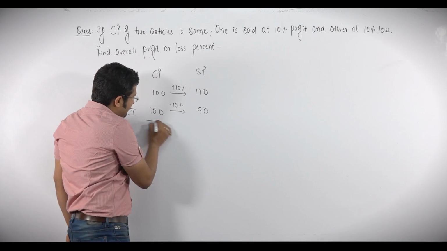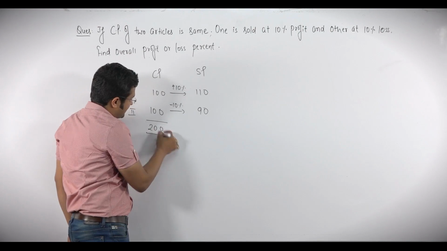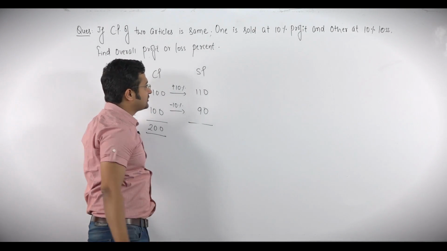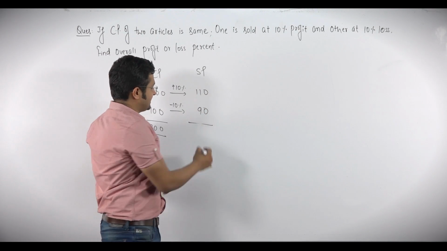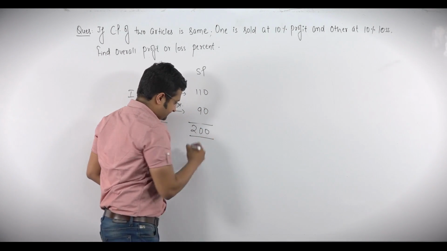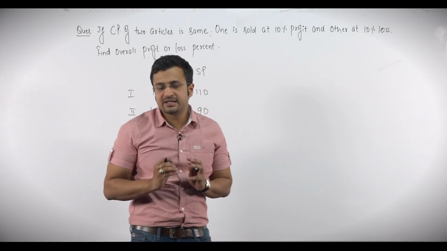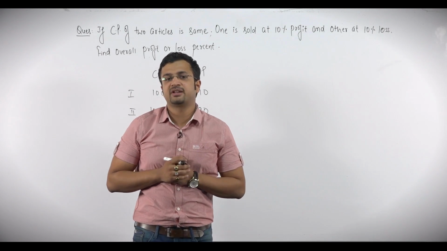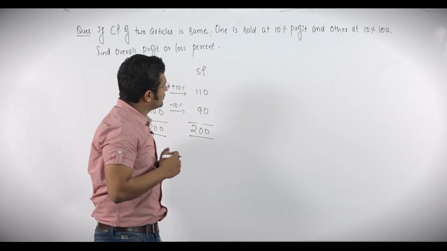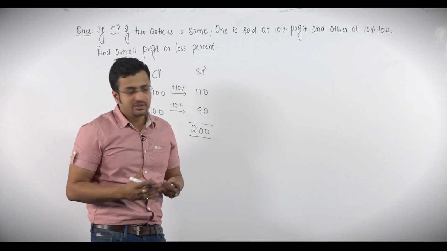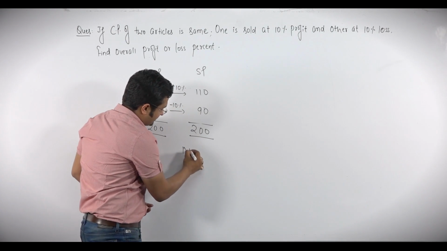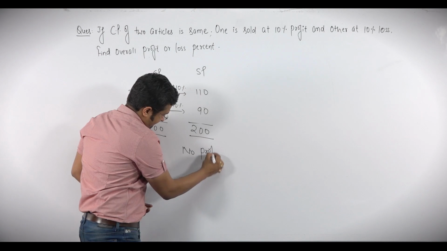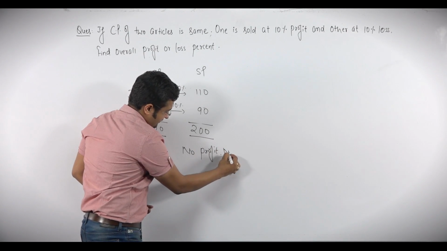What is overall CP? 200. 100 plus 100, 200. What is overall SP? 110 plus 90, that is again 200. टोटल कॉस्ट प्राइस भी 200 है, टोटल सेलिंग प्राइस भी 200 है, क्या कोई प्रॉफिट या लॉस हुआ? नो, देयर इज 0% प्रॉफिट और लॉस. सो इन दिस केस देयर इज नो प्रॉफिट, नो लॉस.